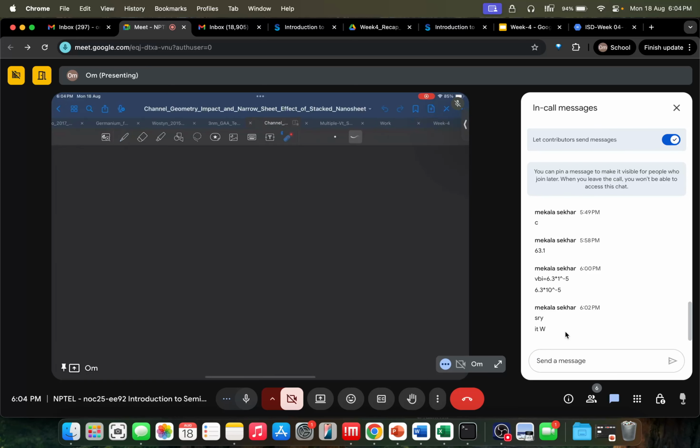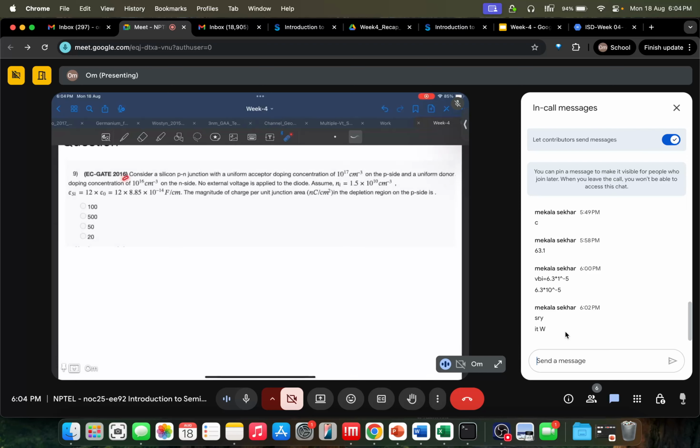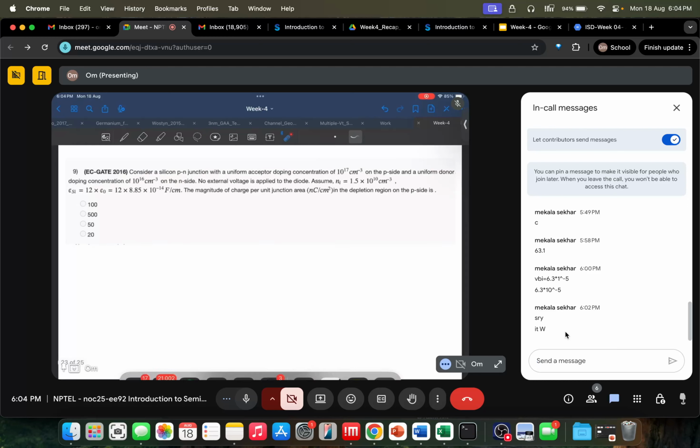Consider a silicon PN junction with uniform acceptor doping of 10 to the power 17 on P side and uniform donor concentration of 10 to the power 16 on the N side. No external voltage is applied to the diode. Assume Ni is 1.5 into 10 to the power 10 per centimeter cube, epsilon and epsilon naught. The magnitude of the charge per unit junction area in the depletion region on the P side is.